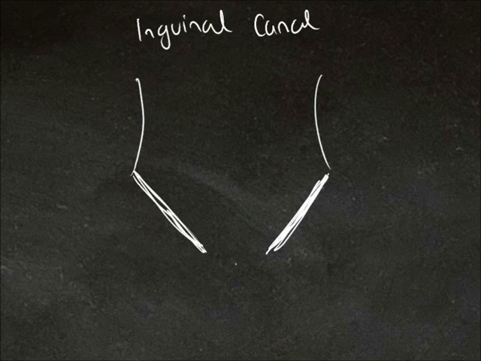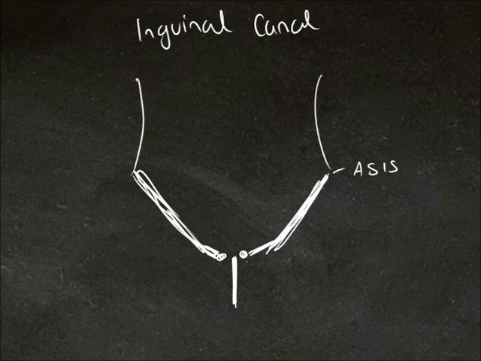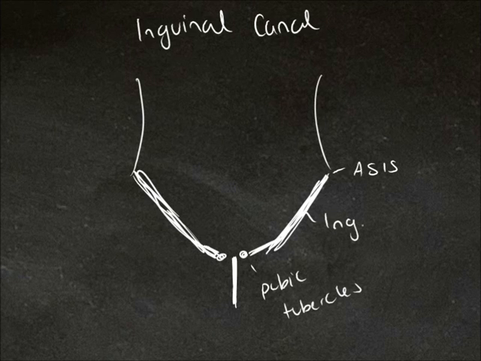Here is your pubic symphysis here, and your pubic tubercles here. So you've got your anterior superior iliac spine on the ilium, and your pubic tubercles. And this is your inguinal ligament.